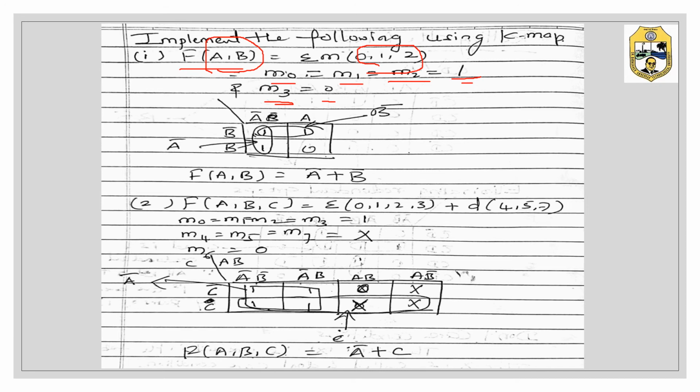So when you put these values in the K-map, what happens? 1 1 1 0. So when you make a group of these ones and you can make a group of these ones. So this technique indicates it is an overlapping technique because this one is going to be used two times. And when you simplify this, we will see what happens.